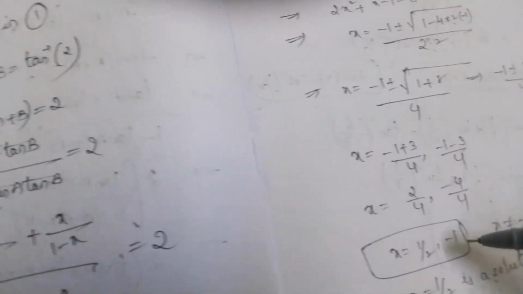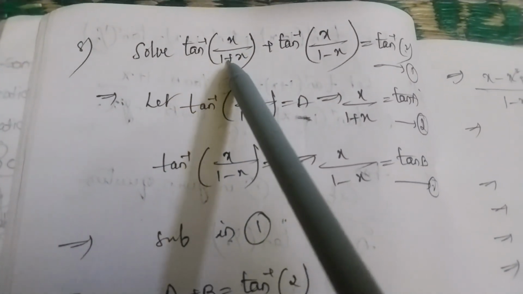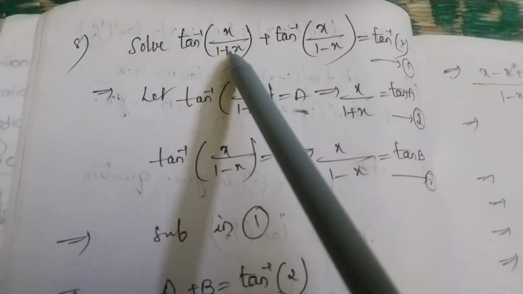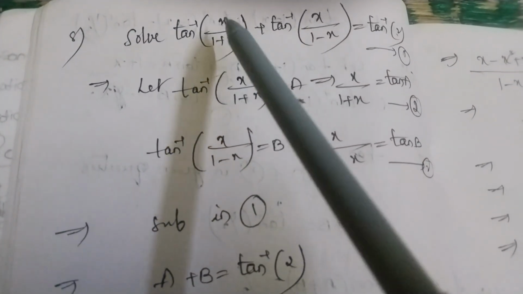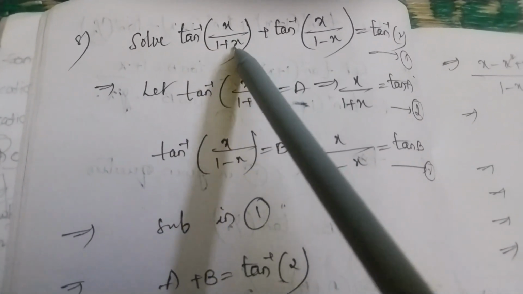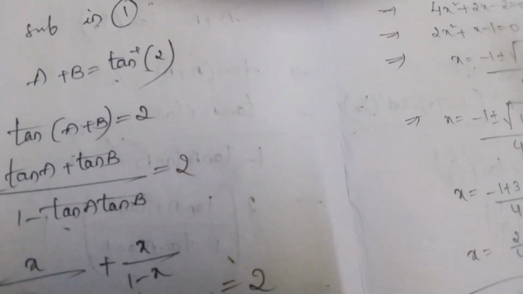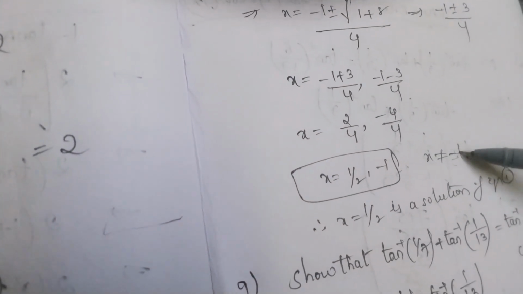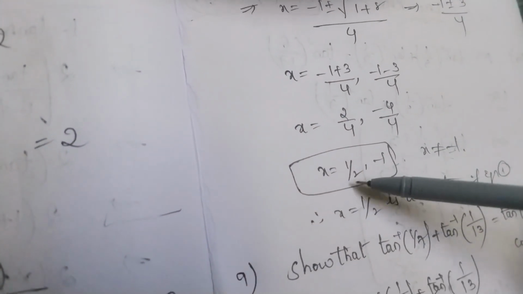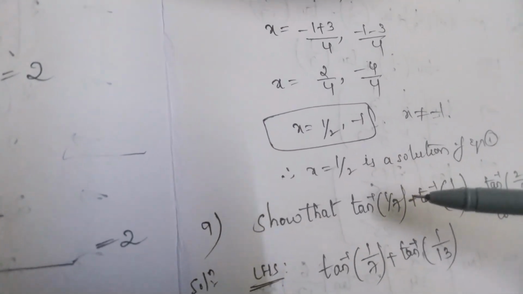Why? Because if we take minus 1 as a solution and substitute minus 1 in this problem, then x equals minus 1, the 1 minus 1 gets cancelled and we get 0 in the denominator. Something by 0 becomes infinity, and infinity is not the solution for any given question. That's why we don't consider x equals minus 1 as a solution. Instead we have to take x equals 1 by 2 as the solution. I hope you have understood.